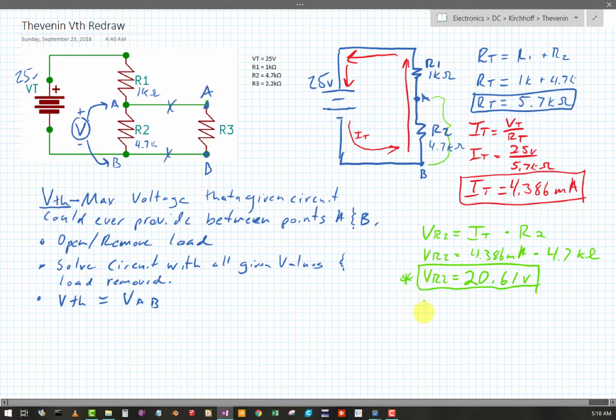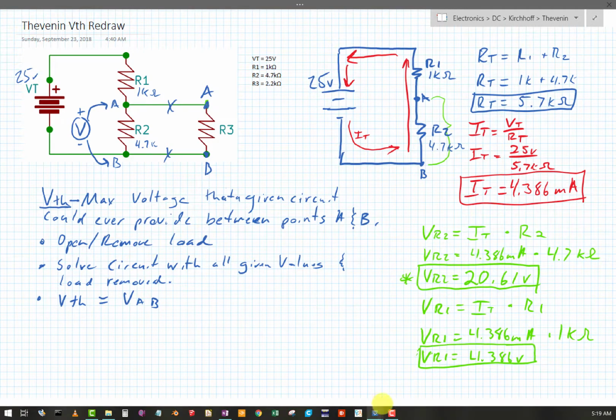I am going to double check my work just to show that happening. IT times R1, VR1 equals 4.386 milliamps times 1k ohms. Now I can almost do this in my head. That should come out to 4.386 volts. Let's see how my mental mathing was going. Never hurts to double check. Let's just see if the calculator agrees.